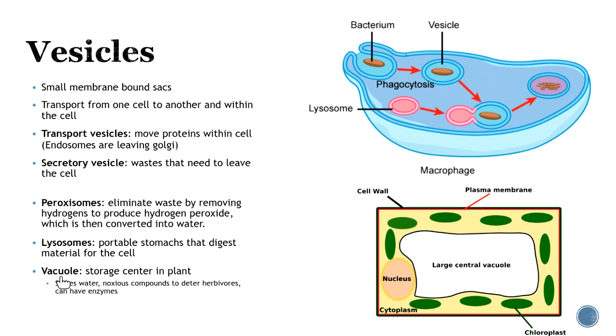Now, if you're a plant cell, you have what we call a vacuole. Think of it as like a storage locker, a large storage center in plants. So you'll see a large central vacuole in this little cartoon image right here. Now, in the central vacuole, they'll store water, sometimes some compounds for herbivores, enzymes in there.